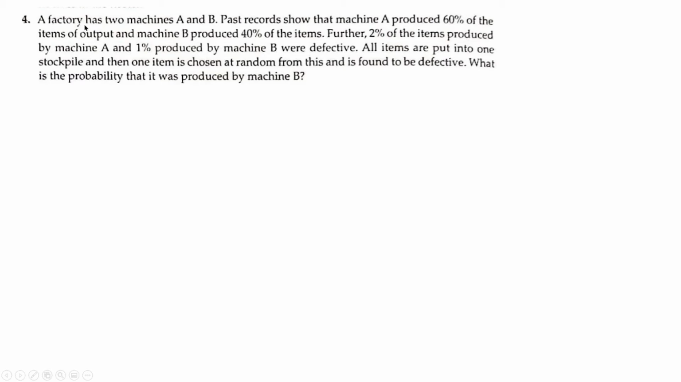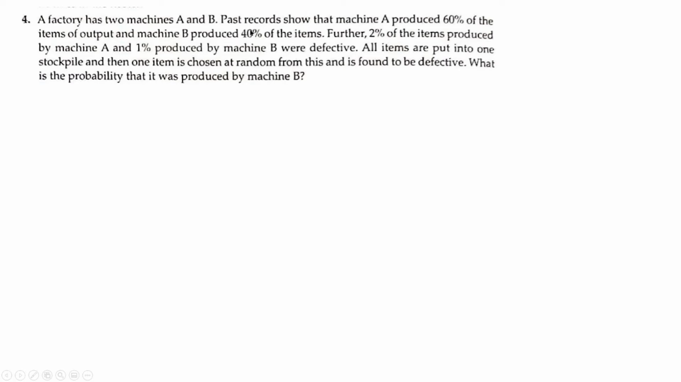Next question. A factory has two machines A and B. Past records show that machine A produced 60% of the items of output and machine B produced 40% of the items. Further, 2% of the items produced by machine A and 1% produced by machine B were defective. All items are put into one stockpile and then one item is chosen at random from this and is found to be defective. What is the probability that it was produced by machine B?